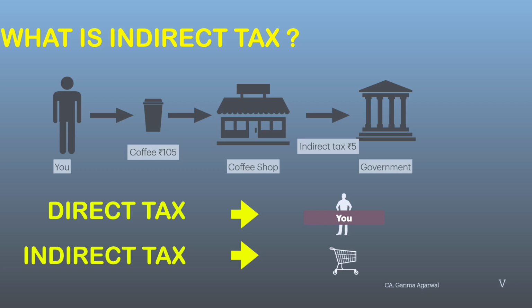Let's suppose you pay 105 rupees for a cup of coffee. The shop collects that 5 rupees as tax and sends it to the government on your behalf. You never have to write a check to the government for it. So here's the simple rule. Direct tax, you pay the government directly, while indirect tax, you pay it indirectly through the price of goods and services. Examples are sales tax, VAT, GST. Those are all indirect taxes. You pay them when you spend money, not just when you earn it.